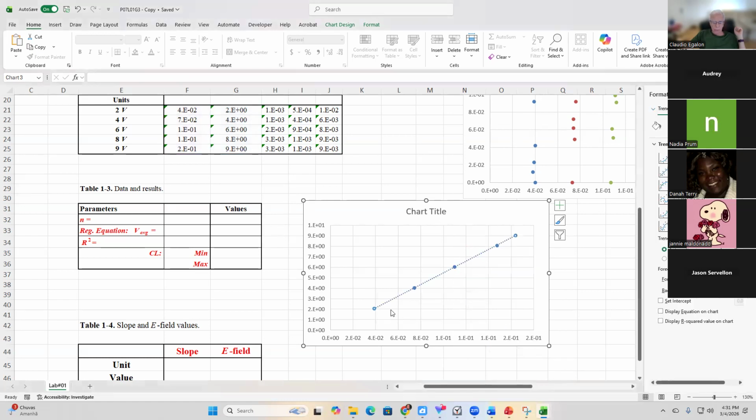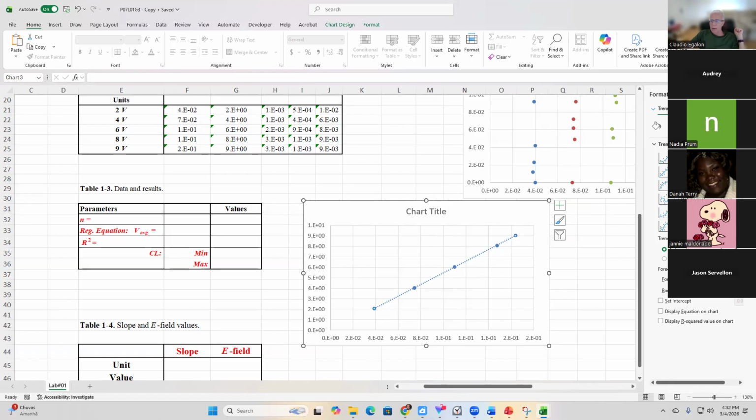Okay? And now you see that a straight line is plotted here. That's because by default, Excel assumes that you want to find a linear equation that fits all those data points, 1, 2, 3, 4, 5. And what else do you do?